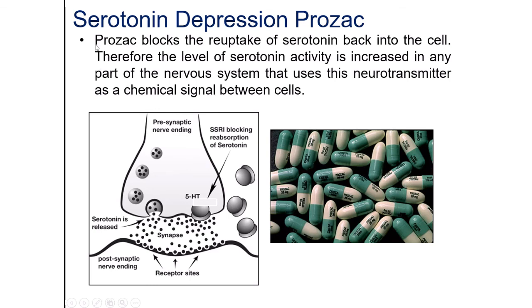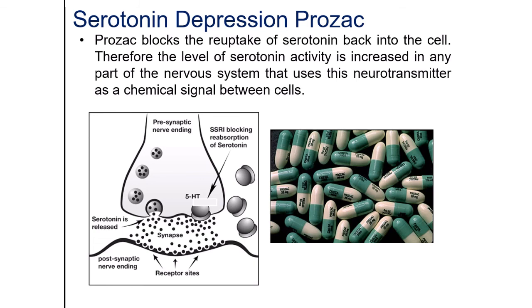One of the top-selling drugs in North America has been this drug called Prozac. And Prozac is an antidepressant, and it actually belongs to a class of drugs called SSRI, which stands for selective serotonin reuptake inhibitors. Basically, they work by blocking the reuptake of serotonin.